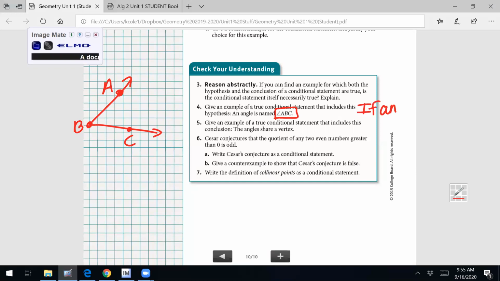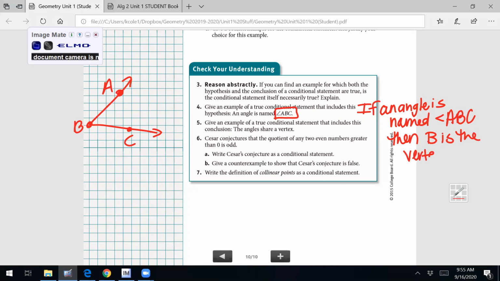So we could say if an angle is named angle ABC, then B is the vertex. Is there any counterexample of that? No. There's no other way that that is going to be proven false, because even if we did CBA, B is still going to be the vertex of that. So there's no counterexample, so that is a true conditional statement.